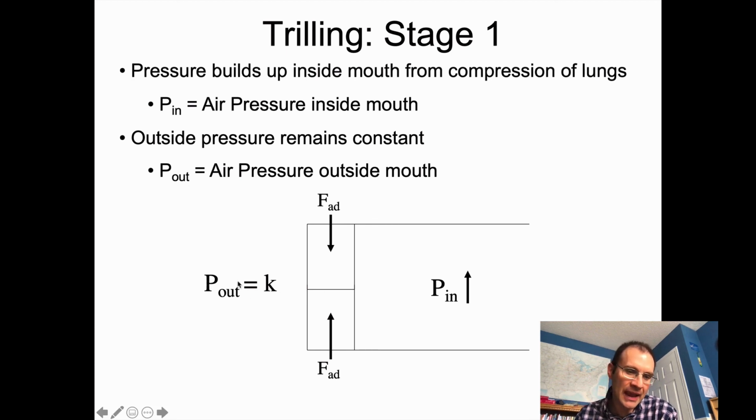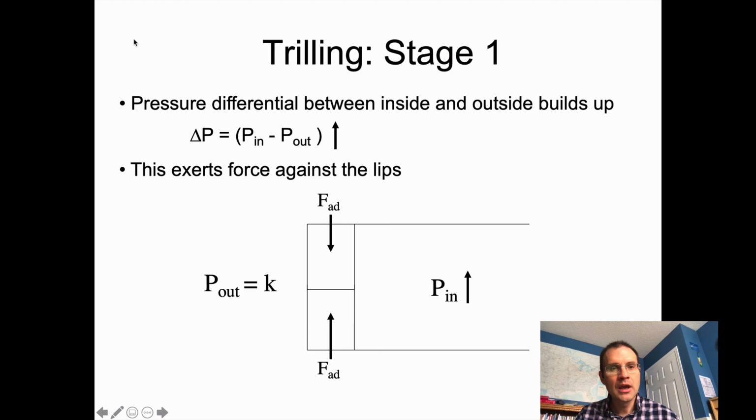It stays the same outside of my body because I can't change the air pressure in the whole world in my room or wherever. And because we have this pressure differential, such that pressure is higher inside of my mouth than it is out, air is going to want to flow from the high pressure here to the lower pressure outside of the mouth. So that's what I've got there.